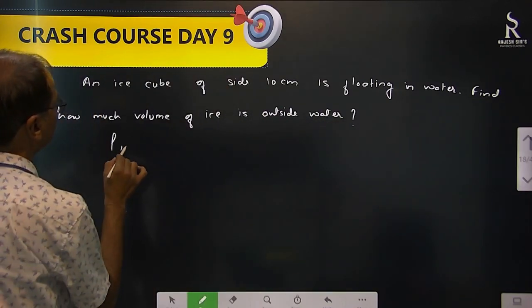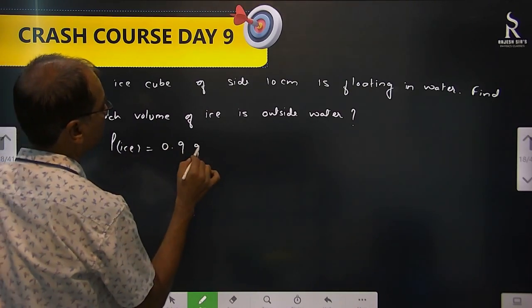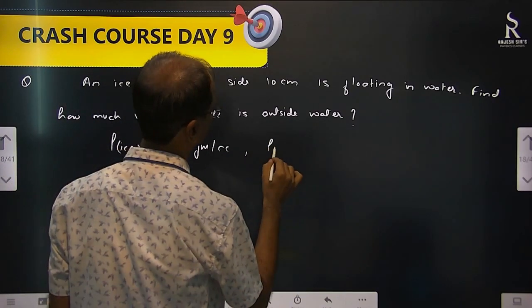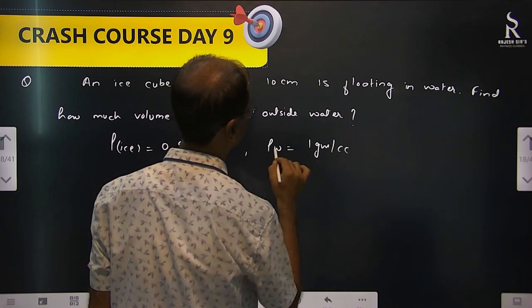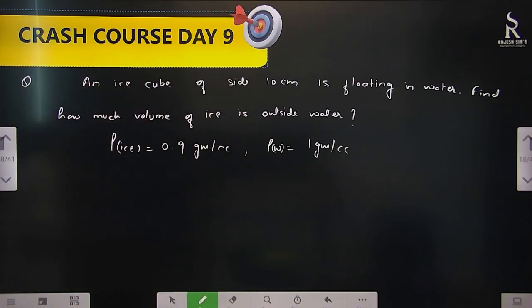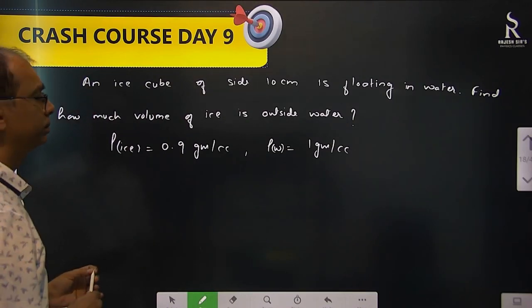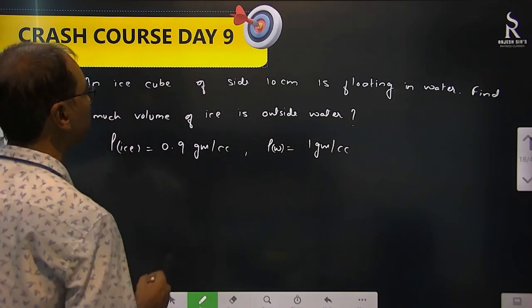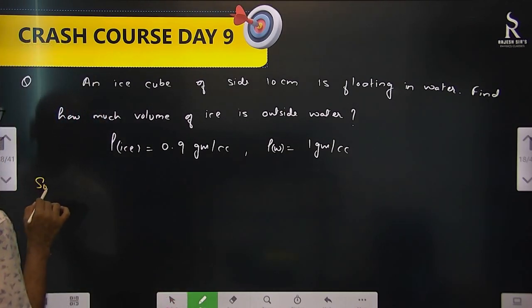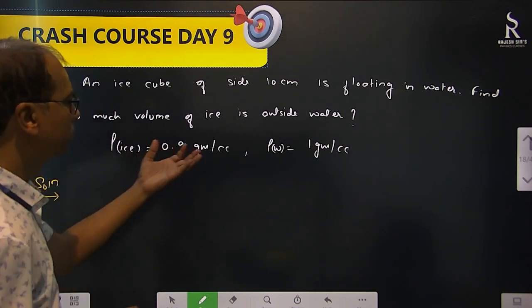Okay, density of ice is, as I said, 0.9 gram per cc and density of water 1 gram per cc. Density of ice as well as water I have given you. Let's see, just a minute. Right, students. So, will this ice be going fully inside? Answer is no, because its density is less. Because its density is less, it will not go fully inside. Slightly it will be outside. That's what the question is asking us.